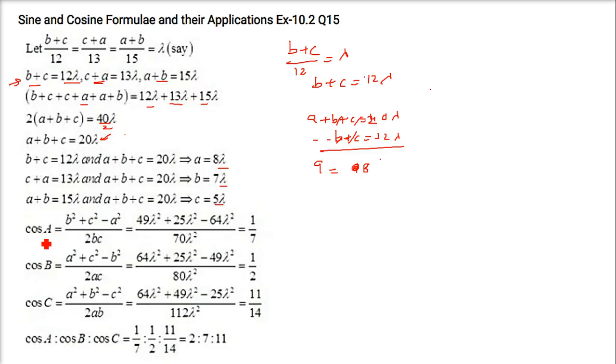Now let us use the formula of cos a, cos b, cos c. In place of a, b, c, you have to put these three. So when you solve it, you get 1 by 7, 1 by 2, 11 by 14. Now the ratio will be 1 by 7, 1 by 2, 11 by 14. Now multiply each of them by 14. Here also 14, here also 14, and here also 14. So what do you get? 2, here you get 7, here you get 11, the 14 cancels. So 2:7:11, this is the ratio.